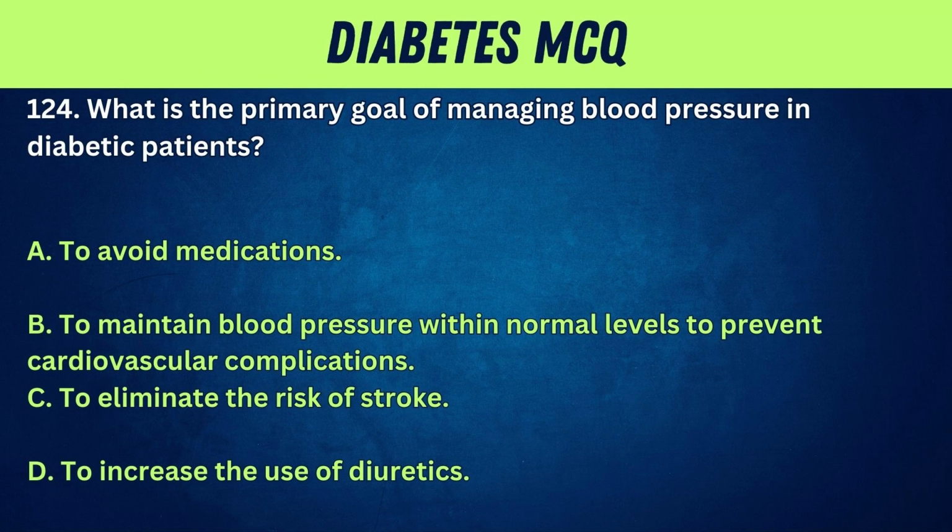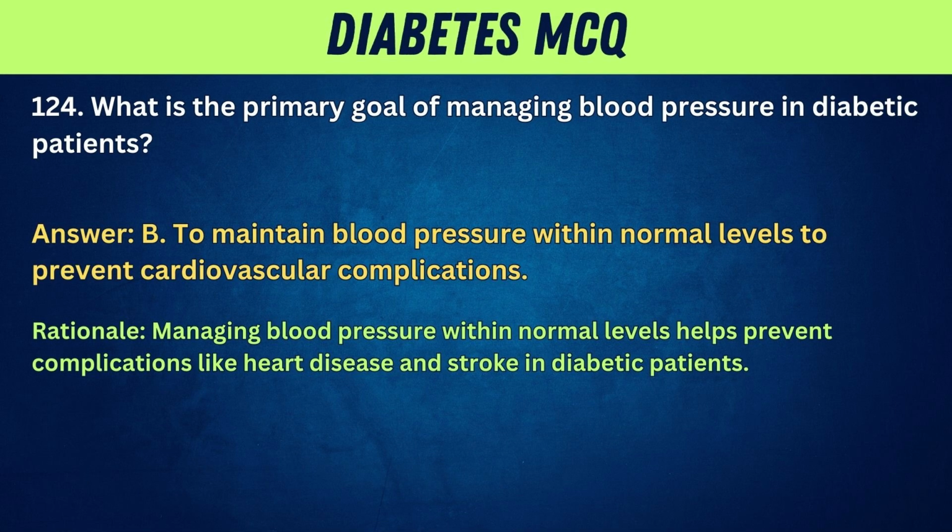124. What is the primary goal of managing blood pressure in diabetic patients? A. To avoid medications. B. To maintain blood pressure within normal levels to prevent cardiovascular complications. C. To eliminate the risk of stroke. D. To increase the use of diuretics. Answer. B. To maintain blood pressure within normal levels to prevent cardiovascular complications. Rationale.